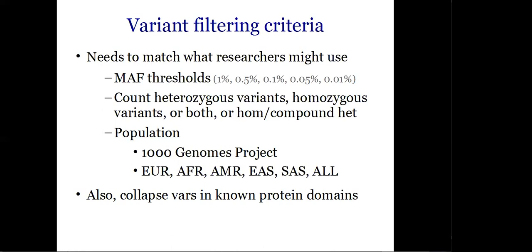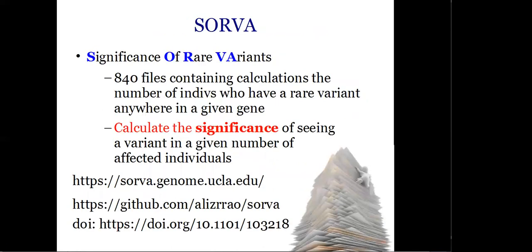Now, if you take all these combinations of variant filtering criteria, this ended up being a pretty large data set containing 840 files, and we released this data set under the name SORVA, for significance of rare variants. And most importantly, these values allow you to calculate the statistical significance of seeing rare variants in the constellation of families that you've sequenced.